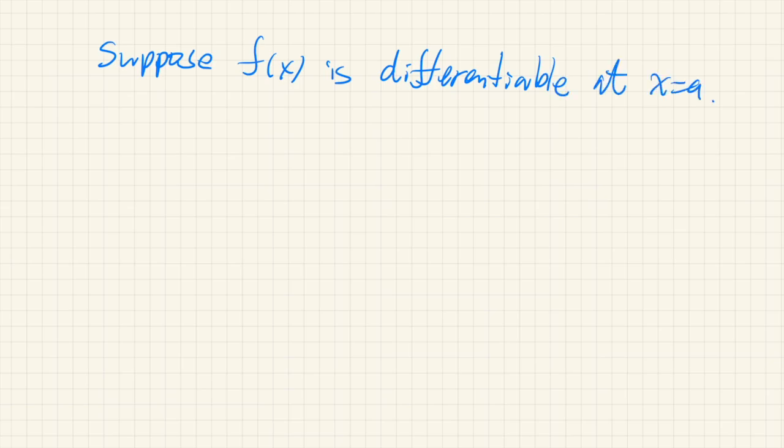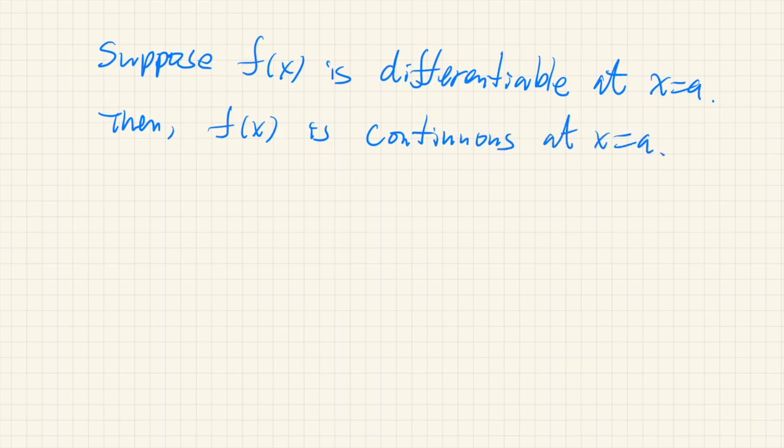Okay, so here's a theorem. Suppose f of x is differentiable at x equal to a. Then f of x is continuous at x equal to a. Remember, in defining differentiability, we did not assume continuity, right? So this is not actually trivial, but it's a theorem. Okay, so let's prove this.